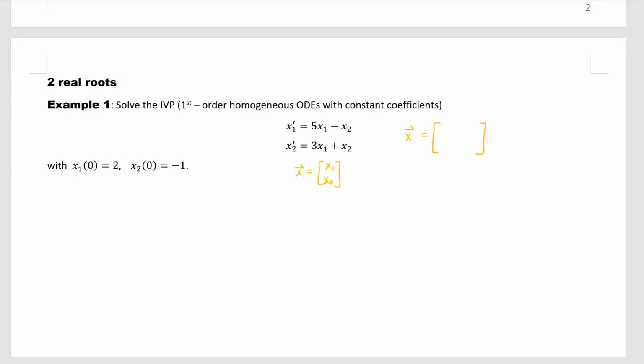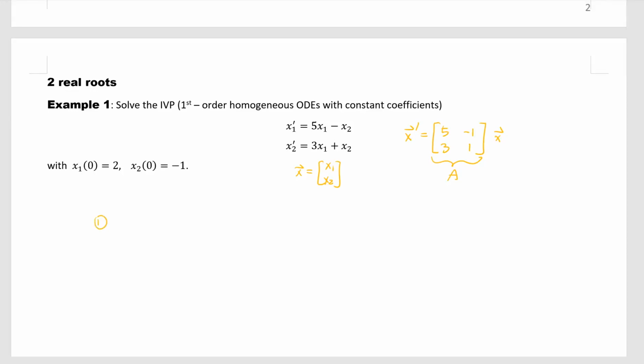Then this system is the same as the derivative of x equals, you can see the coefficient, 5x1 minus x2, 3x1 plus x2. So this is what it looks like, okay? And we call this matrix A. So the first thing we need to do is find the eigenvalue and eigenvector for the matrix A. This is similar to what we have done in chapter 6.